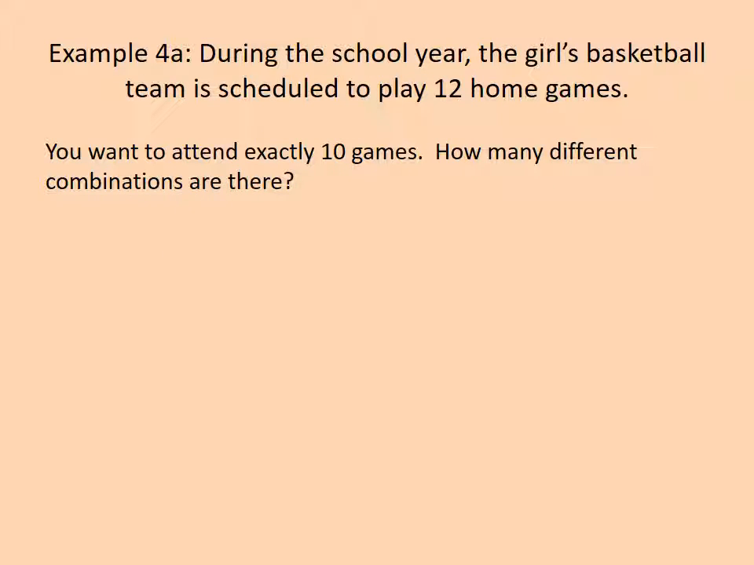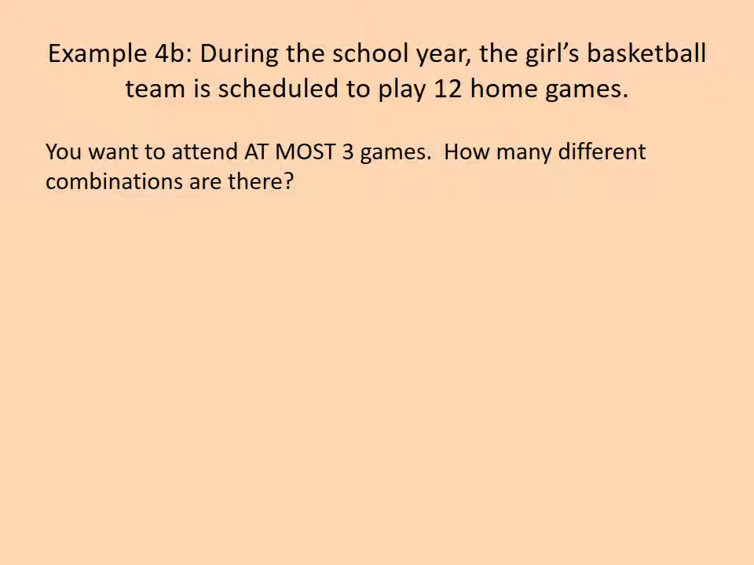The following example is very similar to some of the combination problems we've been doing. During the school year, the girls' basketball team is scheduled to play 12 home games. You want to attend exactly 10 games. How many different combinations are there? Well, there's 12 home games and you're attending 10 of them, but the order in which you attend the games does not matter. So to figure it out, all you have to do is 12C10, and when you do that on your calculator, the result is there's 66 ways to attend exactly 10 games.